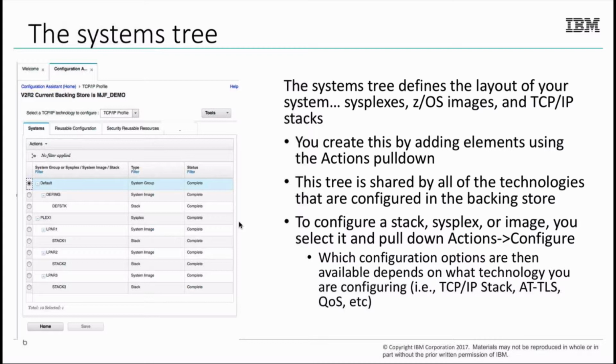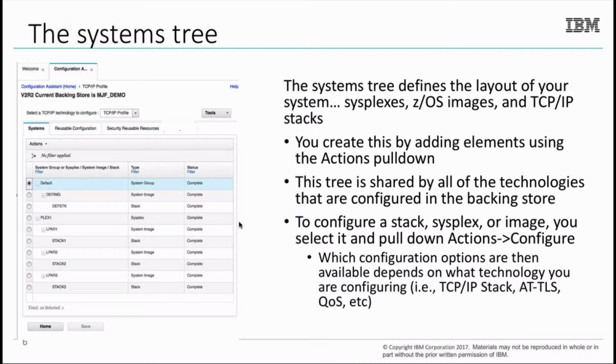So if you were to pull down the technology and change it from TCP/IP profile to IPsec or something else, you would still see this tree. And to configure a stack or a Sysplex or an image, you select it and pull down Actions, Configure. What you get when you pull down Actions, Configure varies depending upon the technology you're configuring. I mean, TCP/IP profile configuration is different from ATTLS configuration, which is different from quality of service configuration.